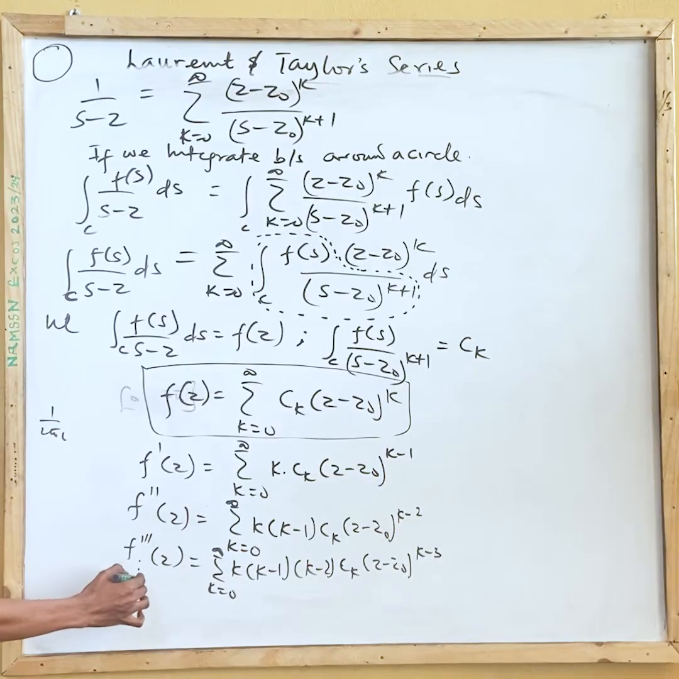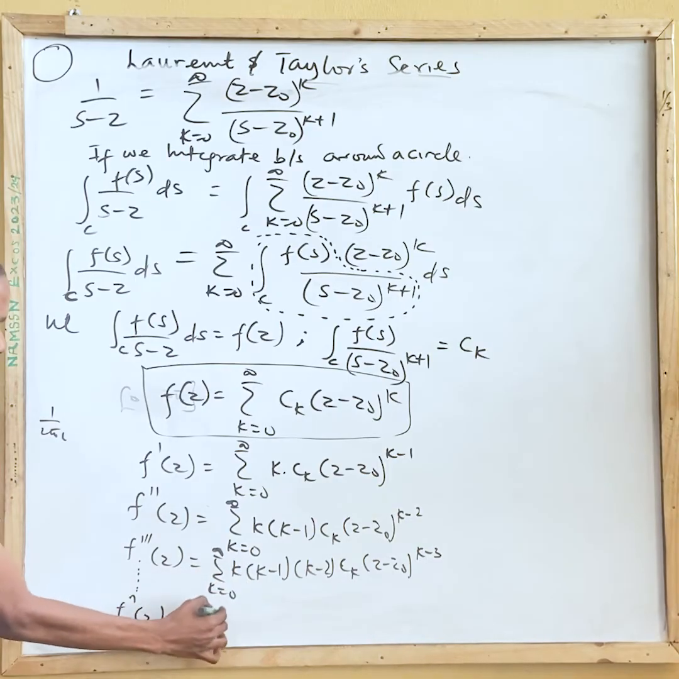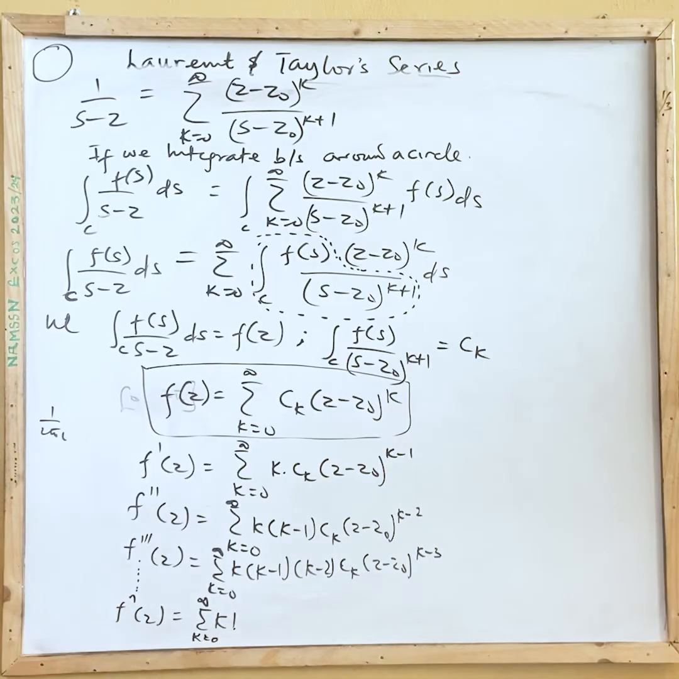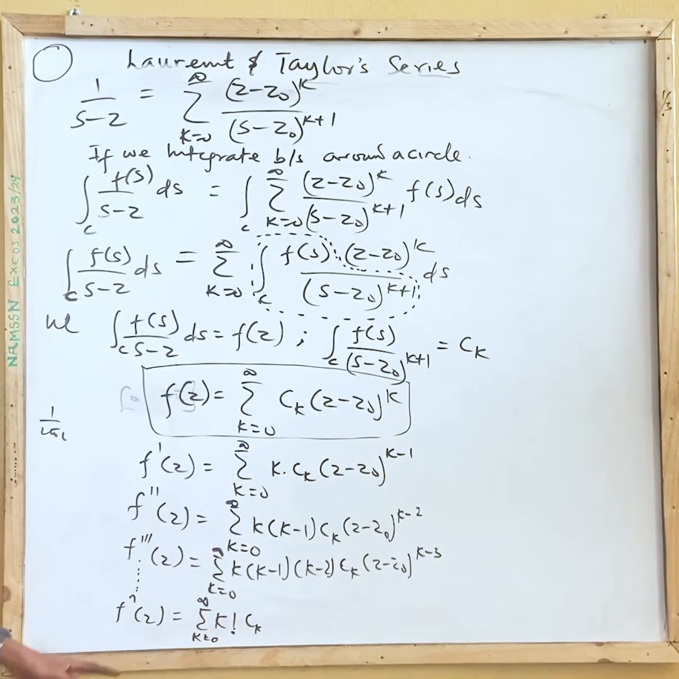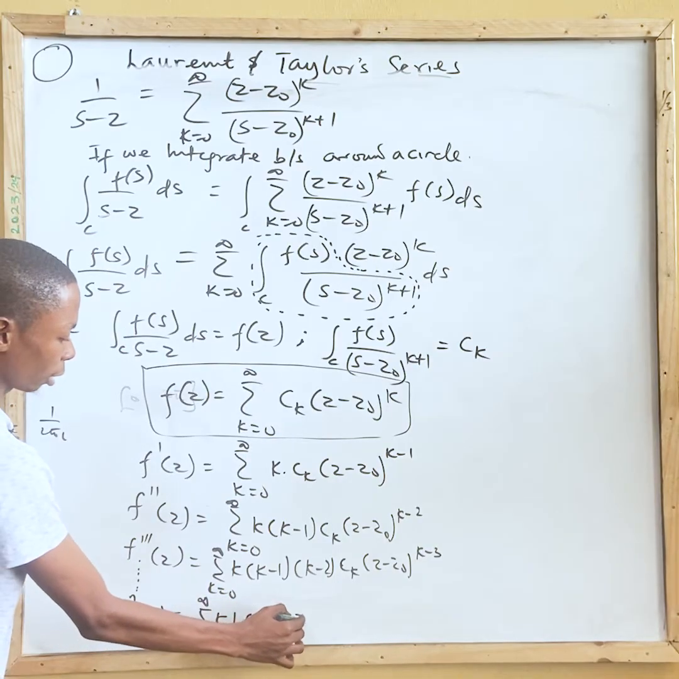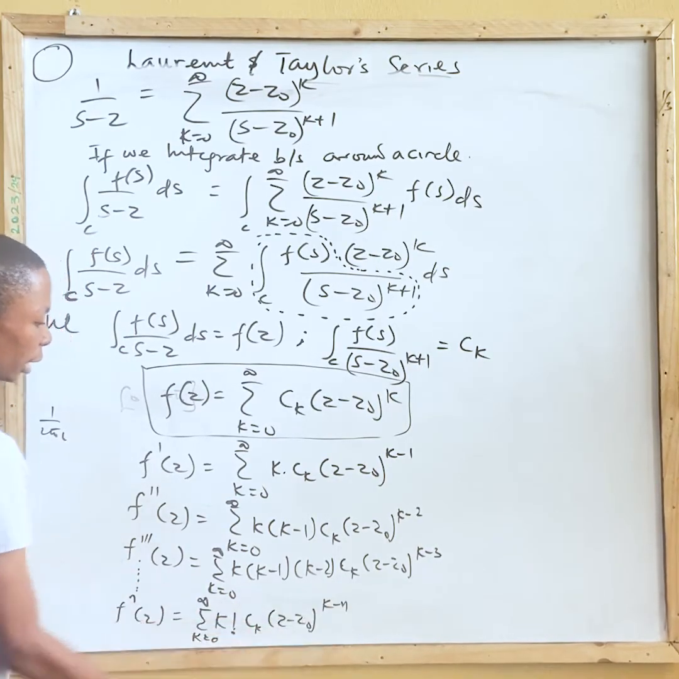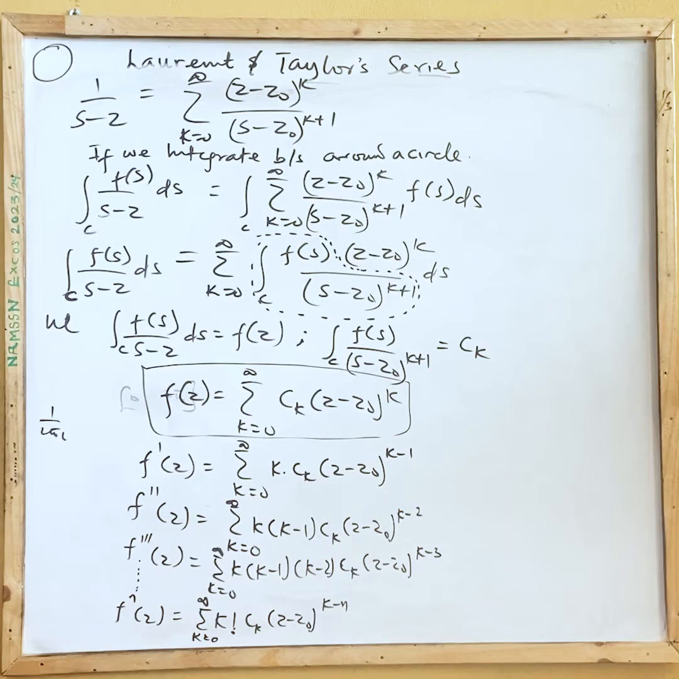So the nth derivative, f^(n)(z), will just be the summation, this will be k factorial, where k starts from 0 to infinity, k factorial of c_k (z minus z naught) raised to power k minus n. So this is the nth derivative of this Taylor series.